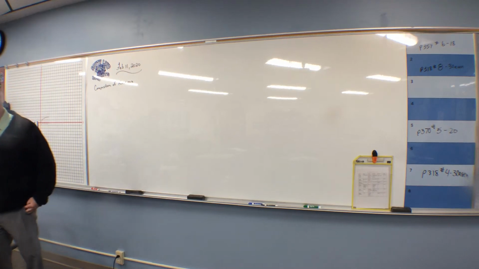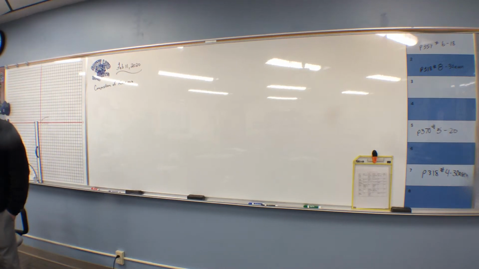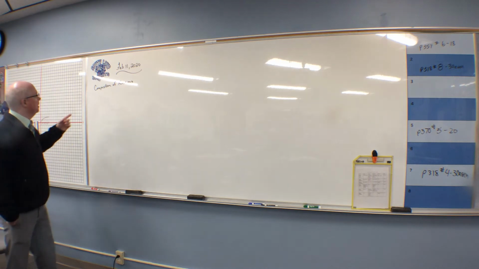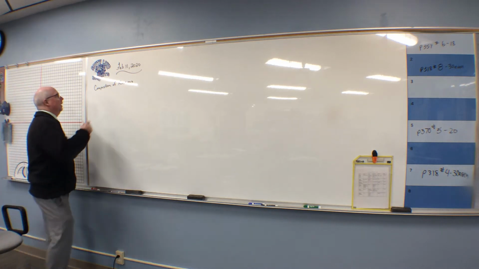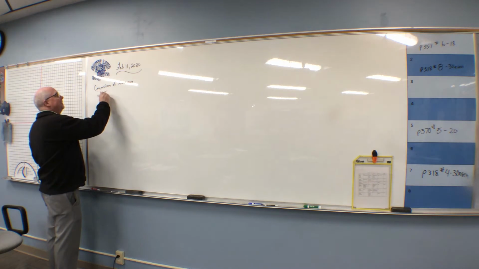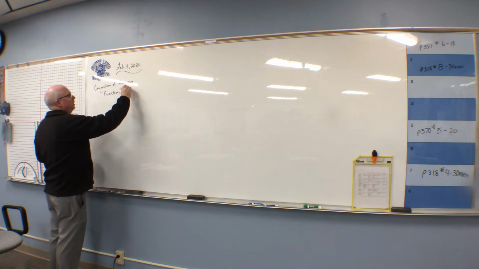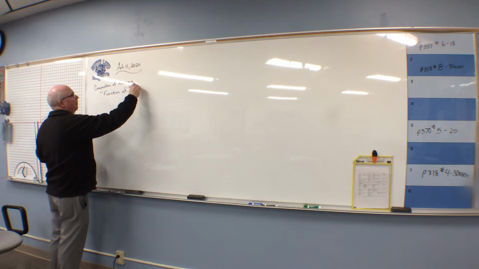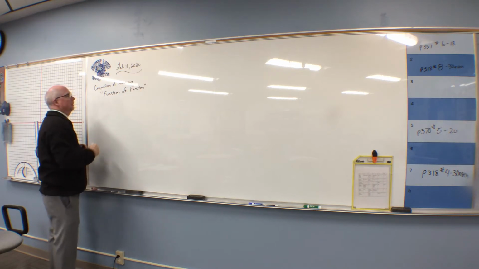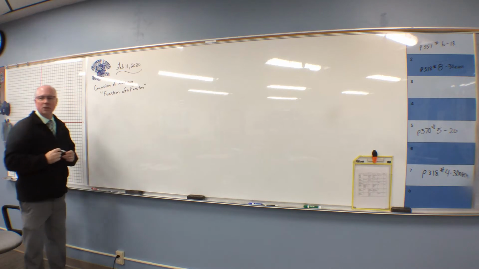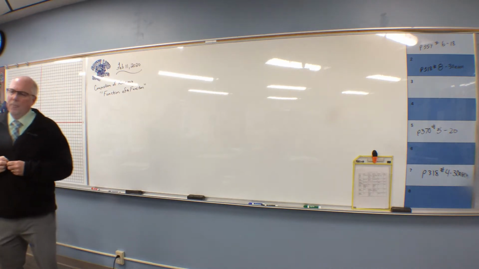Okay, this is section 5.2, composition of functions, Algebra 2. It starts on page 322, lesson 5.2. As mentioned before, a composition of functions, I like to call it a function of a function. Not plural. Function of a function.